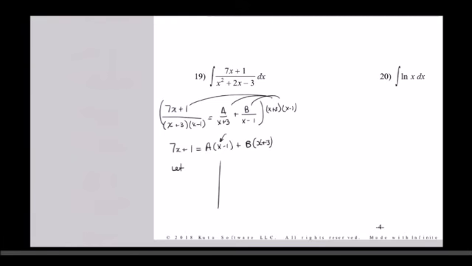Using this, for example, we could let x equal 1, and then a would disappear because 1 minus 1 is 0. So if we let all the x's in this equation equal 1, then over here we have 7 times 1 plus 1, which is 8. The a term disappears because 1 minus 1 is 0, and then for b we get 1 plus 3, which is 4. 4 times b is 4b. So b, rather, equals 2.